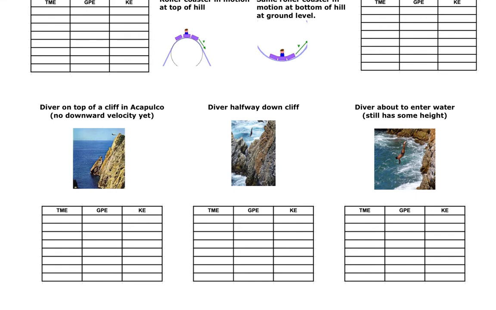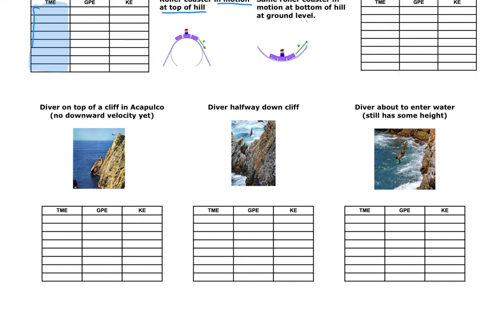Let's try a couple more here. Let's look at another one where we've got a roller coaster. And notice that it says the roller coaster is in motion at the top of a hill. So let's assume that we start with a whole bunch of total mechanical energy. I'm going to use my highlighter here. And we start with a full bucket of total mechanical energy. So we've got 8 bars worth of mechanical energy.